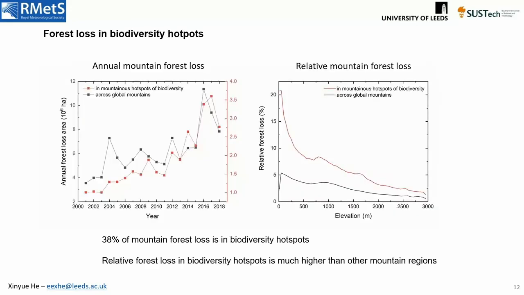Our results also indicate there is an increasing trend in annual forest loss within biodiversity hotspots in mountain regions. Around 38% of mountain forest loss is in the biodiversity hotspots, and relative forest loss within these hotspots is much higher than other mountain regions.